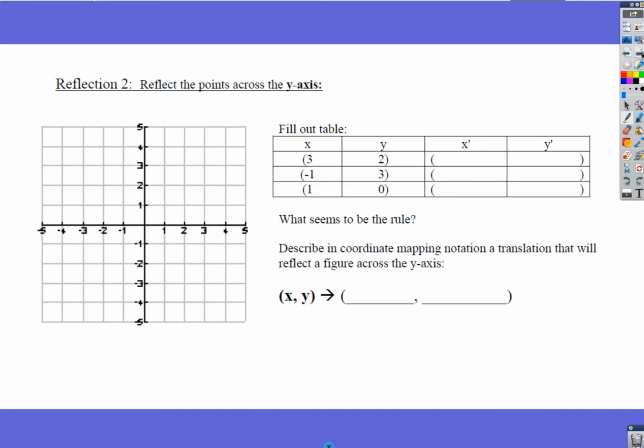Okay, the next one. What are we going to reflect across? The y-axis. What did we remember? What does the x-axis have in common with the y-axis? Leave them in the same position. So again, 3, 2, negative 1, 3, 1, 0. But now what happens? Change the x. So this 3 becomes negative. The negative 1 becomes positive, so I just erase the negative. And then make this one negative.